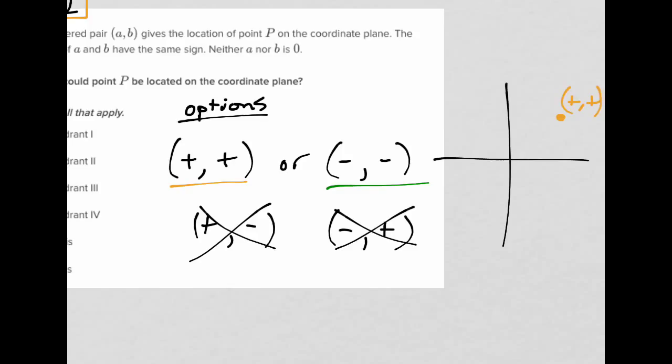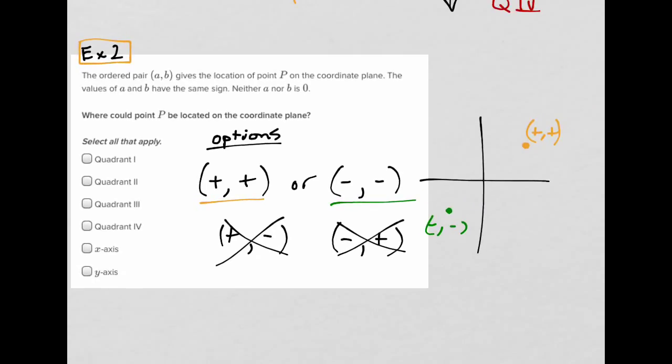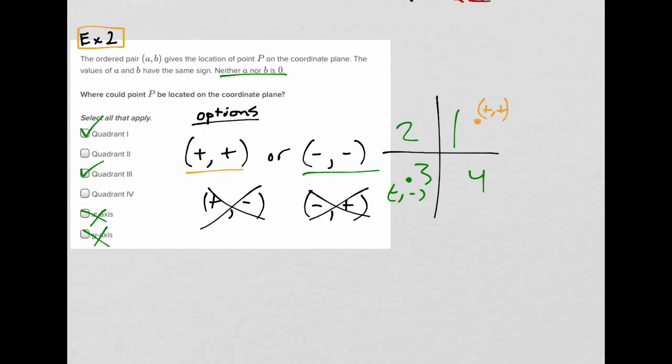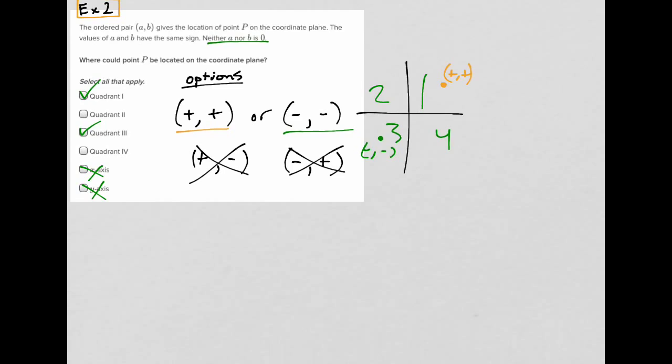And then also, I could have negative, negative, that means backwards on the x-axis, and then down. So that would be somewhere over there, negative, comma, negative. So, where could these be? Well, quadrant 1 and quadrant 3. This is 1, 2, 3, 4, and it's quadrant 3. You cannot be on the x or y axes because it says neither A nor B is 0. Alright, there you go. That was example 2. Let's move on.